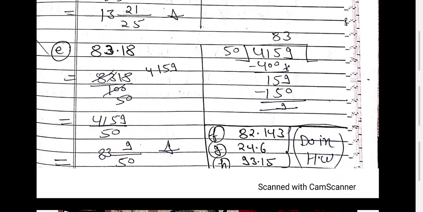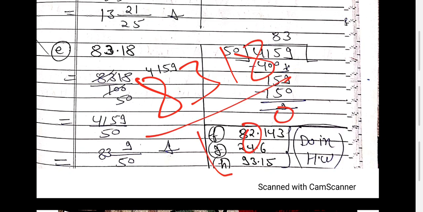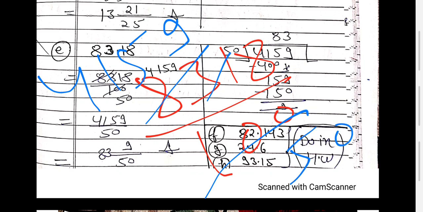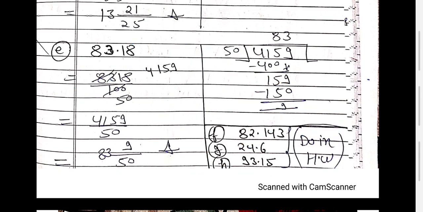Now come to the E part, 83.10. Just remove the decimal and write 100 here. So the question becomes 8318 upon 100. Now just cut: 2 4s are 8, 2 1s are 2, carry 1, 2 5s are 10, 2 9s are 18, and 2 5s are 10, 0. So your answer becomes 4159 upon 50.